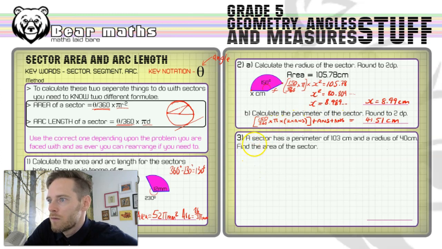All right, so we've got a sector that's got a perimeter of 103 centimeters and a radius of 40 centimeters. We've got to find the area of the sector. Now, what would be useful is if we had a sketch of a sector, and I'm just going to sketch a sector there and say that that is what it looks like, right? It's an awful sketch, I know, right? You probably could do a better one than that.